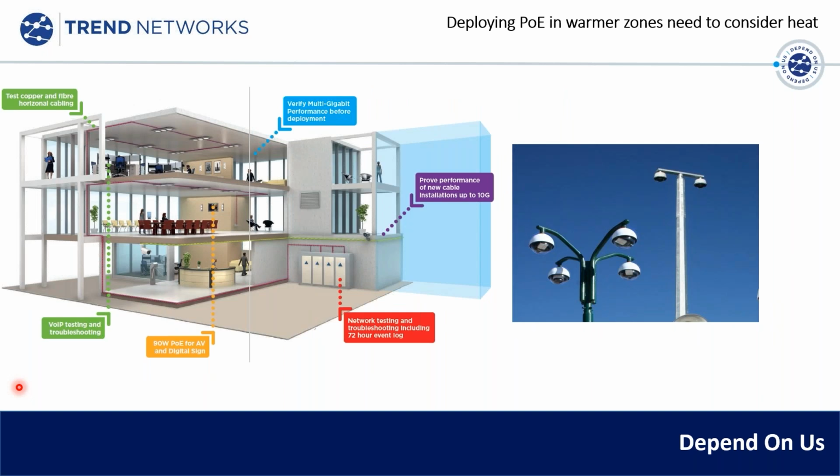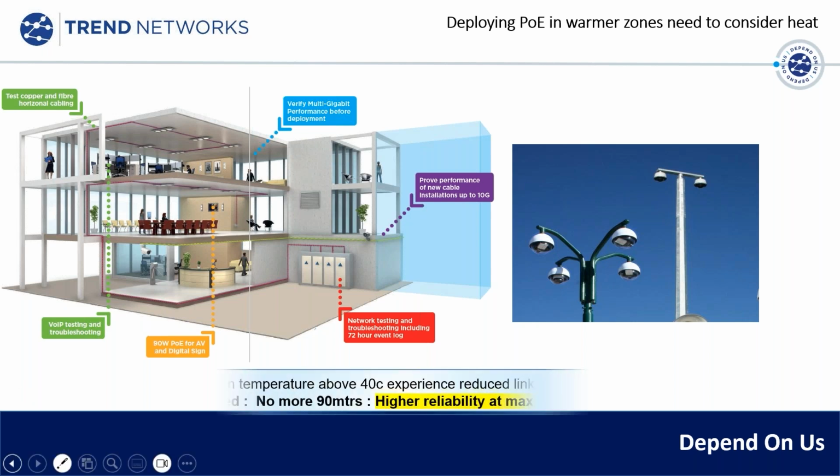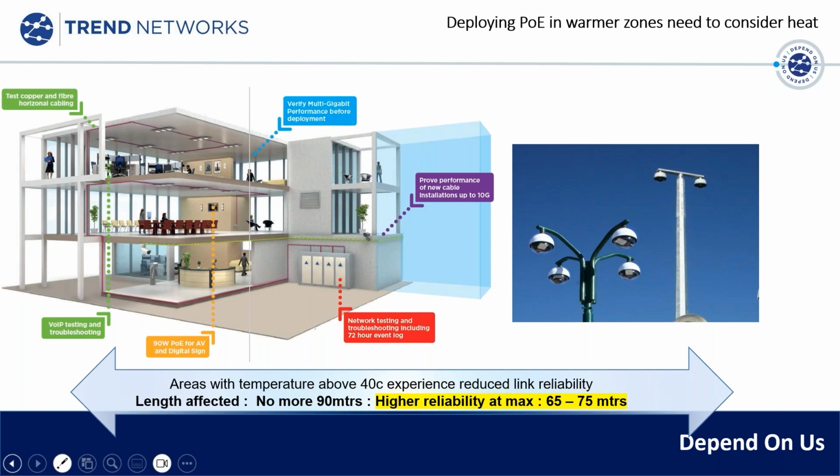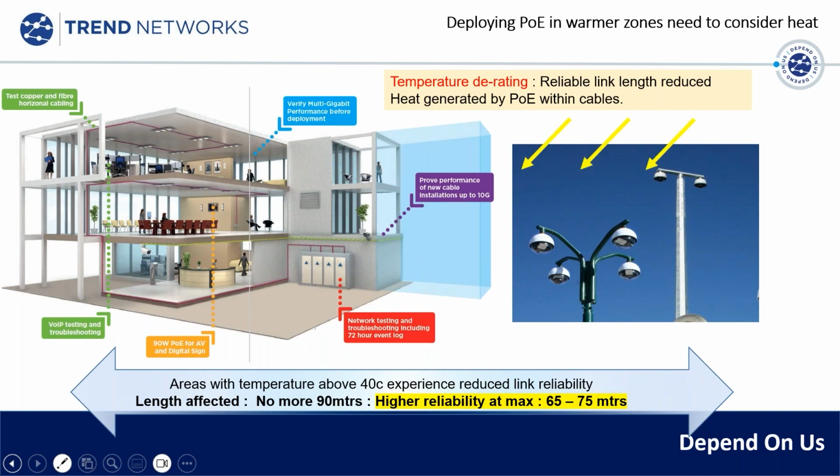Okay, so in summary, this is very noticeable in warmer climates. Just again, DCR is needed, is necessary, and warning, temperatures above 40 C is a quick shortcut. There's no more 90 meters. Reliability really starts around 65 to 70 meters max, 75 meters max. So I hope that helps. That's a key tip for those in warmer countries. Okay, so temperature derating.